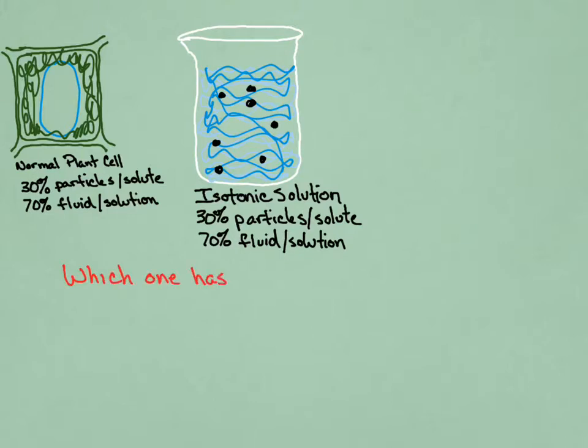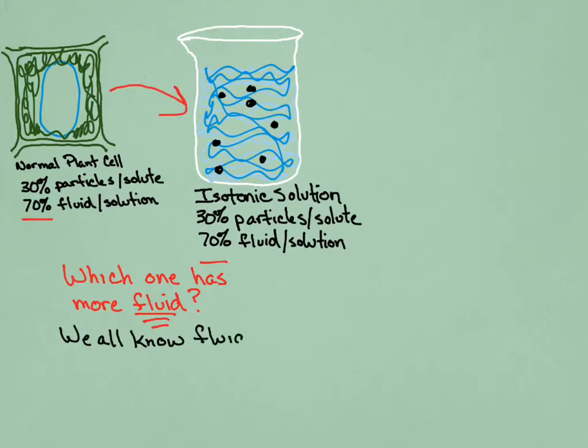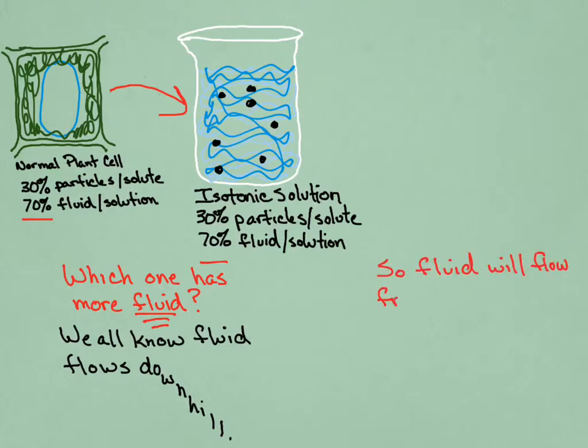Okay, so like always, we see which one has more fluid. Well, in this case, both of them have the exact same amount of fluid. So will any of the fluid be flowing downhill? It's an interesting question. Will the fluid flow from one thing into the other thing? Will it flow from the cell into the beaker or the beaker into the cell? Because the amount of fluid is equal. That's why it's called isotonic, iso meaning equal.